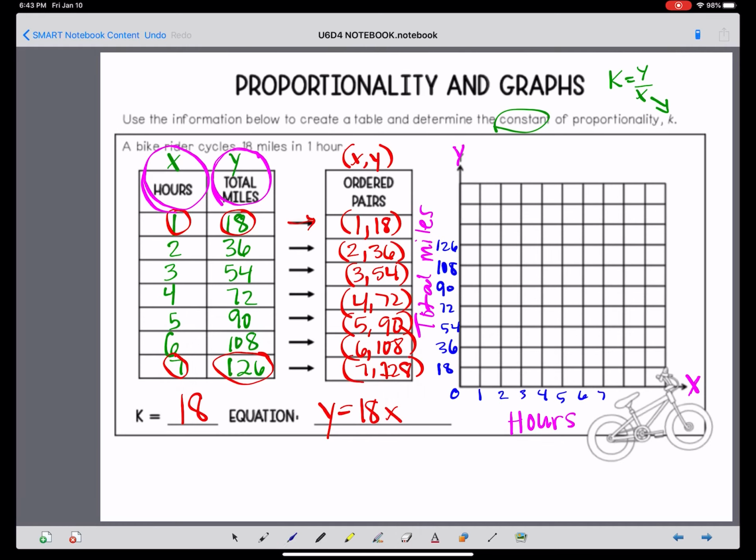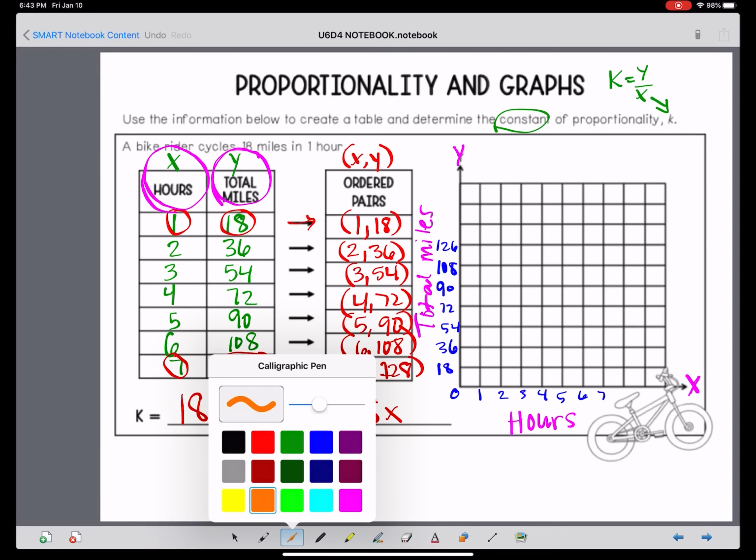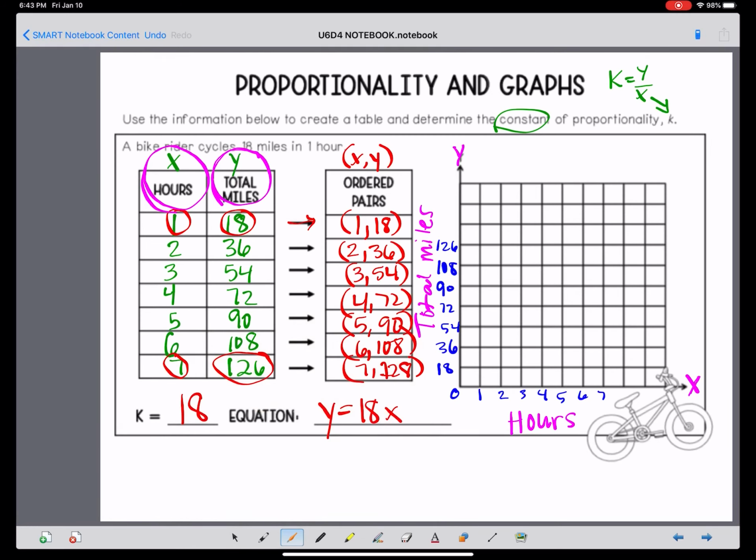Okay, now it's time to graph. When I'm graphing, I'm always going to do my x value first and then my y value next. Always. So let's take a look at this first ordered pair right here. It says 1, 18. So I'm going to go over to 1 on my x-axis, and up to 18, and I'm going to put a little dot right there. Let's do the next one, 2, 36. So I'm going to go over to 2 and up to 36. Next one, 3, 54, go over to 3, up to 54.